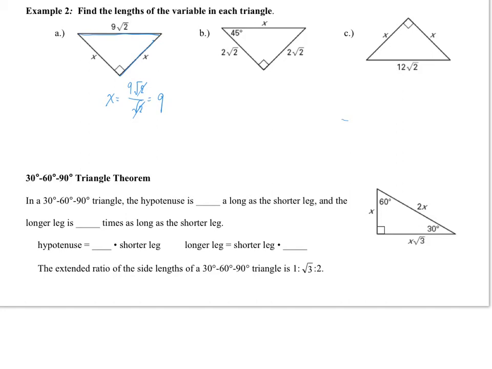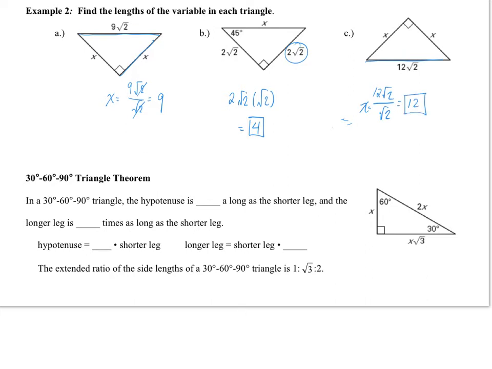And for part B, again, they gave you the length of each leg. So I'm just going to take one of them, 2 square root of 2, and multiply by another square root of 2. So this would be 4. And part C, again, gave you the length of the hypotenuse. So I just have to do the inverse by dividing by square root of 2, which is 12.